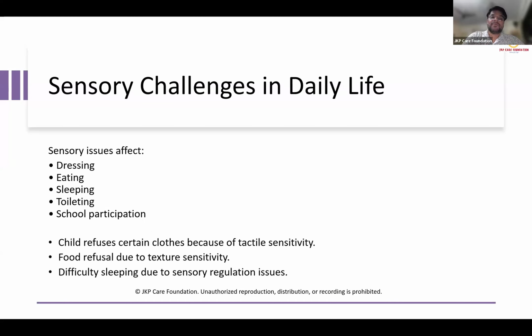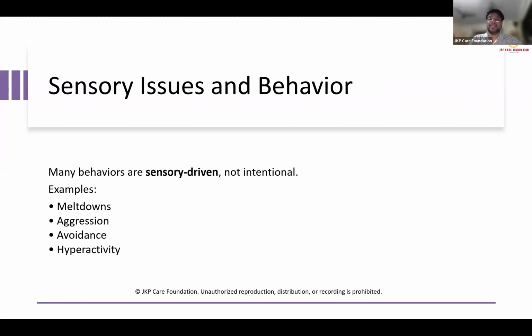Sensory challenges in daily life. Sensory issues affect their dressing, eating, sleeping, toileting, and school participation. A child refuses certain clothes because of tactile sensitivity. Food refusals happen because of texture sensitivity. Difficulty sleeping comes from sensory regulation issues. So these are the common challenges a child faces in daily life. Sensory issues in behavior: many behaviors are sensory driven, not intentional. Meltdown, aggression, avoidance, hyperactivity, many of these are sensory driven behaviors.